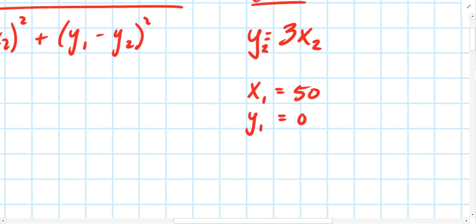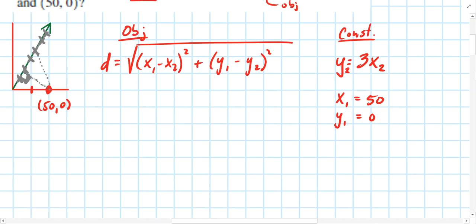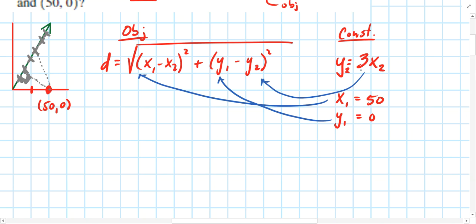Using these subscripts isn't necessary, but it does help see where these components are going to go when we rewrite our objective function. For example, I'm going to change y1 to 0, I'm going to change x1 to 50, I'm going to change y2 to 3 x2, and x2 by itself, well, that can stay as it is. Now when we rewrite this objective function, the entire thing would be written in terms of just x sub 2.